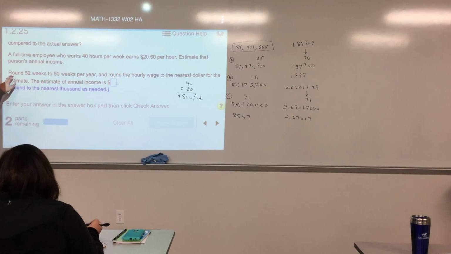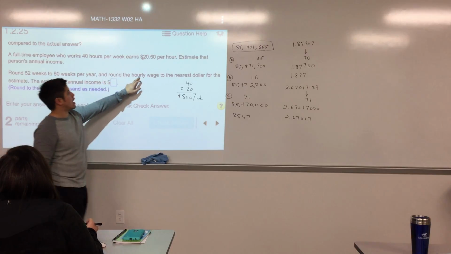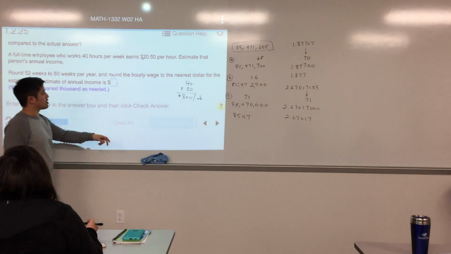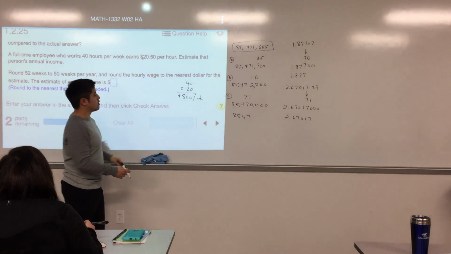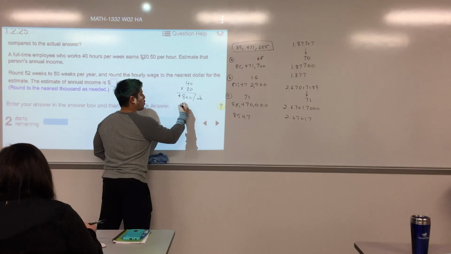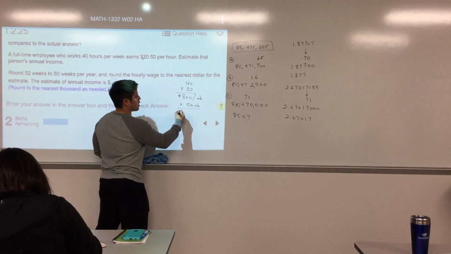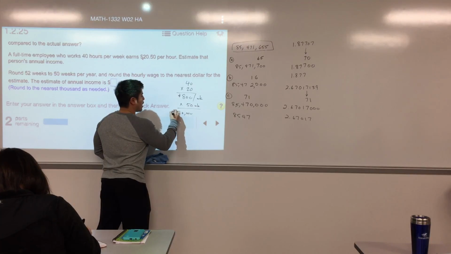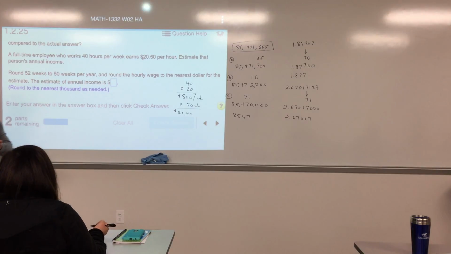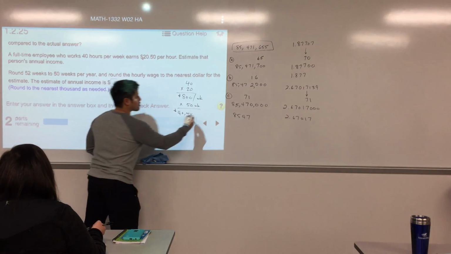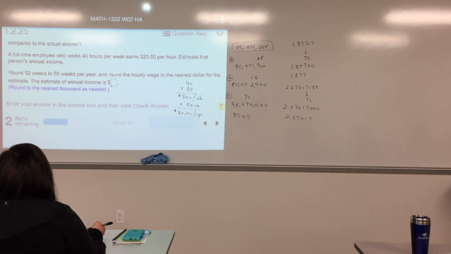And then they say round 52 weeks to 50 per year and round the hourly wage to the nearest dollar. Oh, they said nearest dollar, which means we probably should go 21, right? But let's just see. So 800 times what? 50 weeks in a year. Everybody agree? And so this is going to be about $40,000. Now, if this is wrong, it's probably because they wanted us to round that to 21. Does that make sense, guys? So $40,000 per year. Let's see if that's okay.